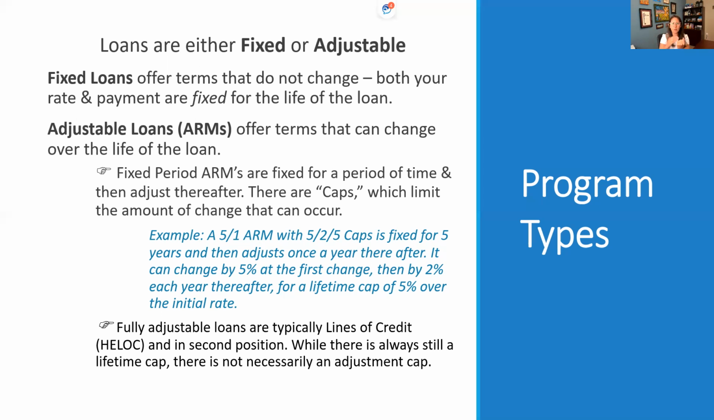It could never change above or below 5%. So if your margin's 2.5 and your index is 7, that equals 9.5. Tough luck, there was that 5% cap. That's a lot. So let's just keep moving on.